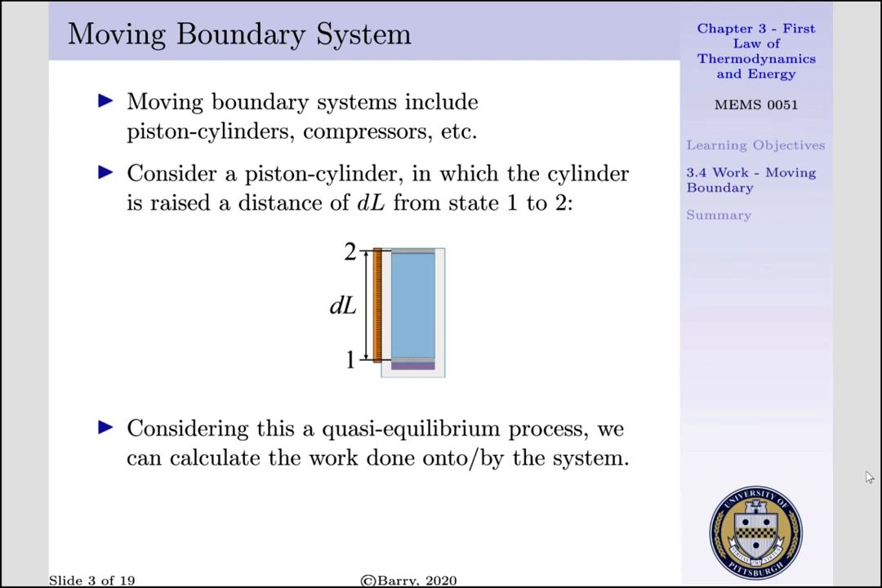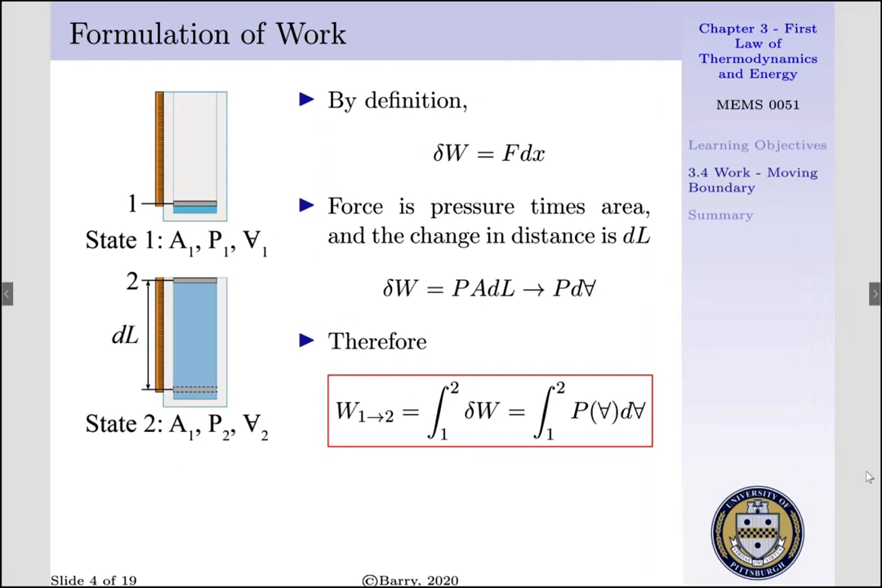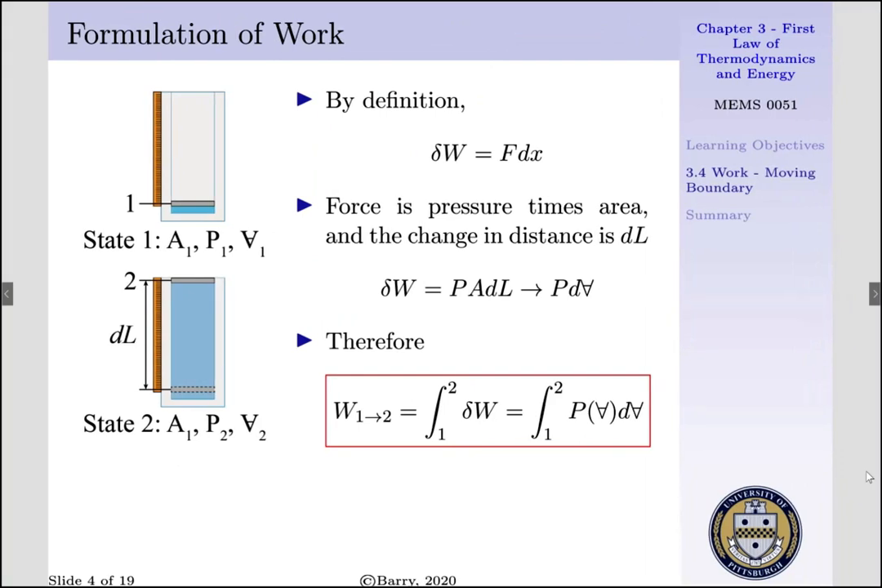Now, if we consider this as a quasi-equilibrium process, we can calculate the work done onto or by the system. By definition of work, delta W is equal to F dx. Our force is pressure times area, and our change in distance is dl. Therefore, delta W is equal to our pressure times the area of our piston times our change of length, and our area times our change of length is our change of volume, dV.